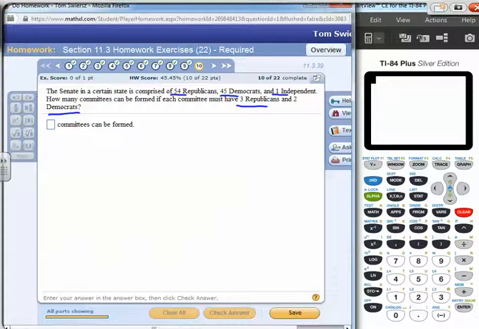Okay, so now we've got to keep the Republicans and Democrats separate. So we have to do the Republicans first and then the Democrats. Now, we don't have any independents, so the 1 independent, we're not really going to work with that at all, because we don't need any independents. We just need Republicans and Democrats, so we'll work with the number of Republicans and the number of Democrats.